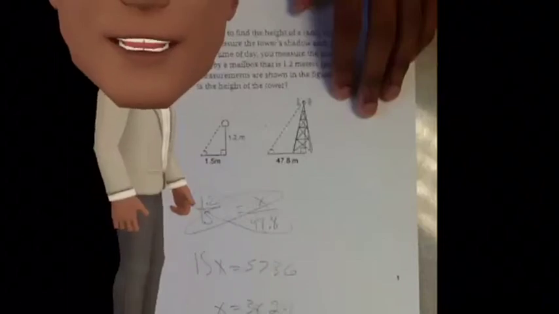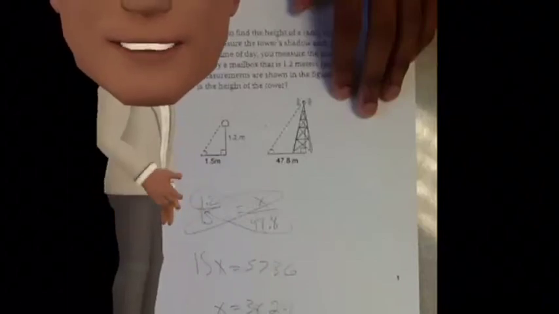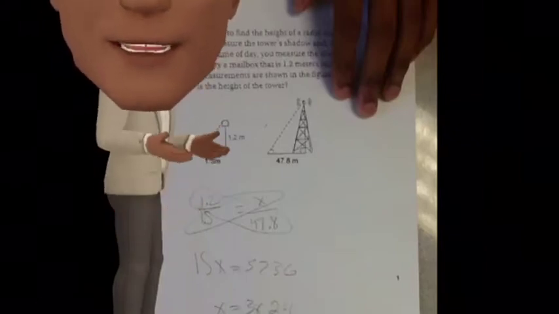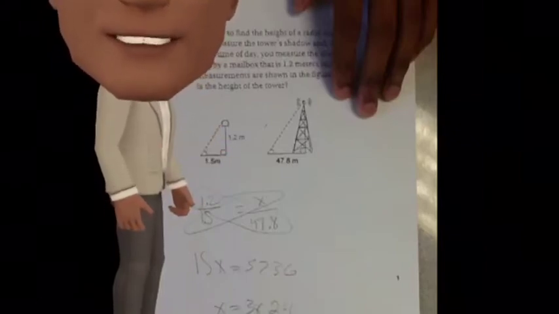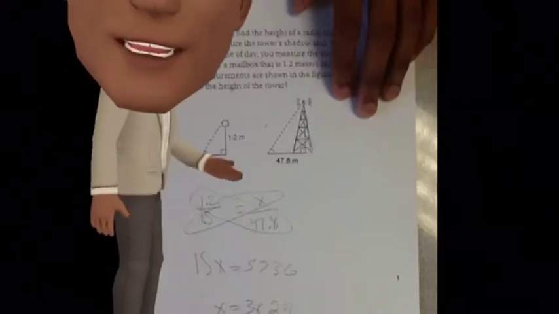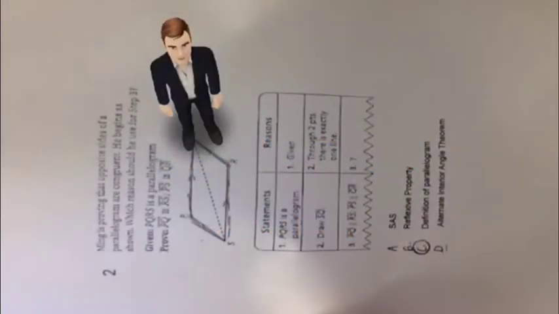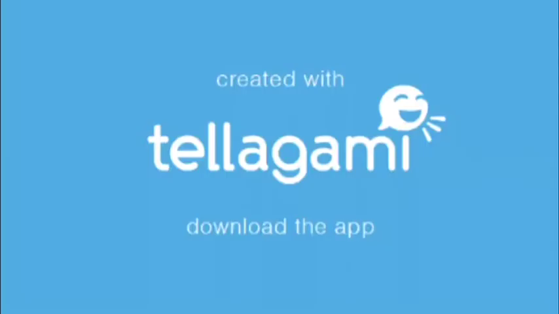1.2 over 1.5 equals x over 47.8. 1.5x equals 57.36. x equals 38.24. The reason the answer to the question is definition of parallelogram is because the definition says that the opposite sides of a parallelogram are congruent.